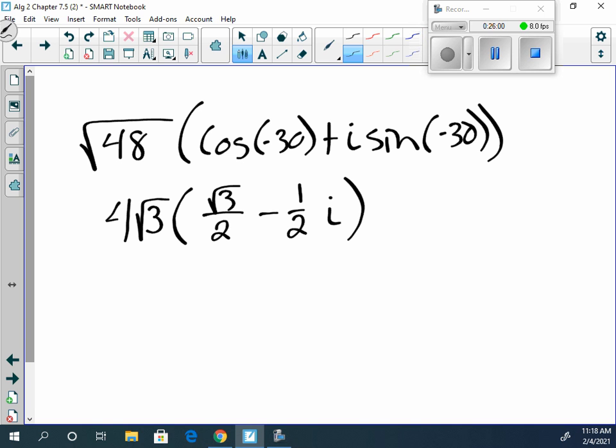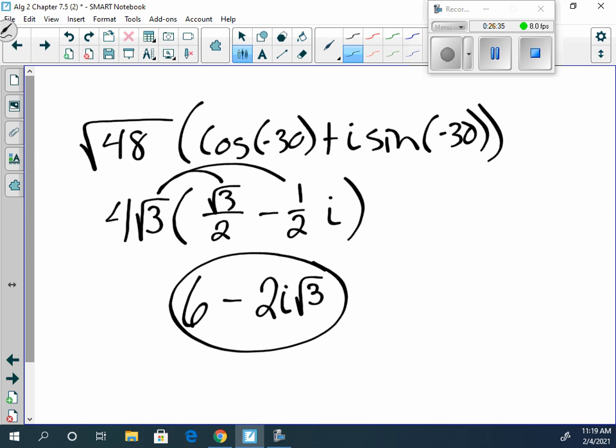Okay, you all ready for the next part? Well, 4 square root of 3 times square root of 3. Yep, because square root of 3 times the square root of 3 is 3, 4 times 3 divided by 2 is, well, 4 times 1/2 would be 2 square root of 3. I want the I next to the 2.